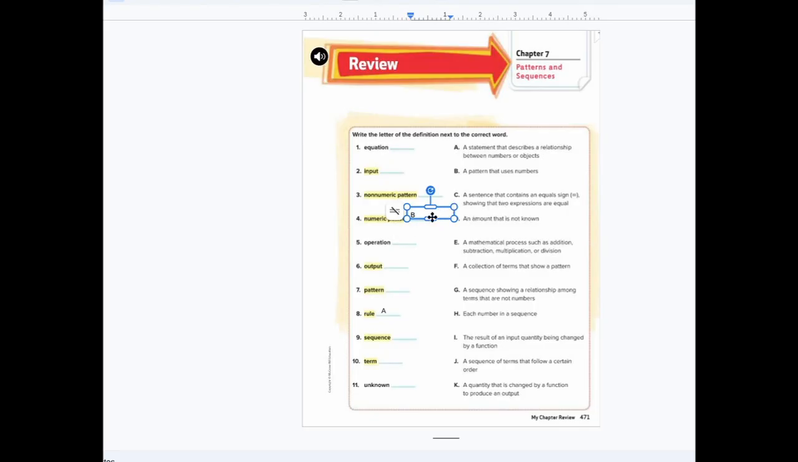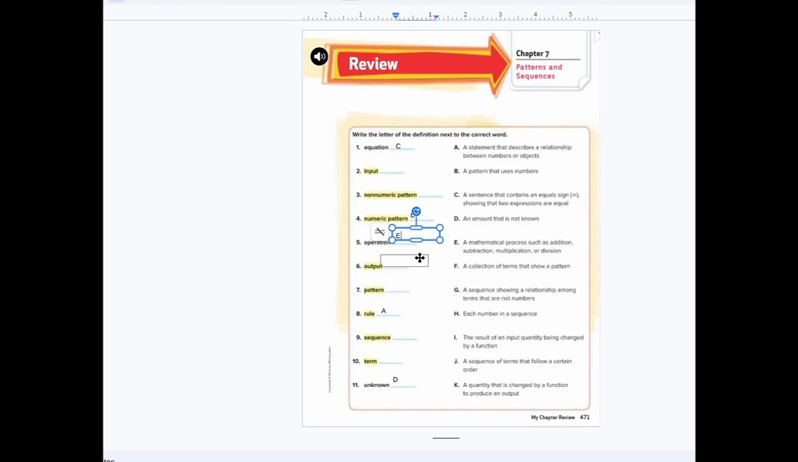C is a sentence that contains an equal sign. That is number 1. Number 1 is C. D is an amount that is not known. That's number 11. D. E is a mathematical process such as subtraction, addition, multiplication, or division. That's number 5. E.